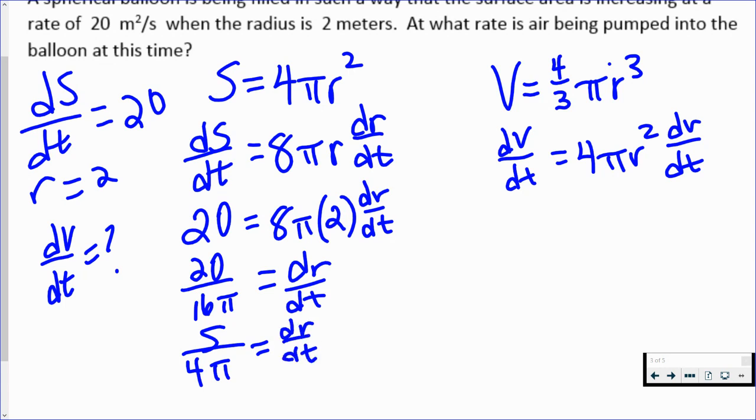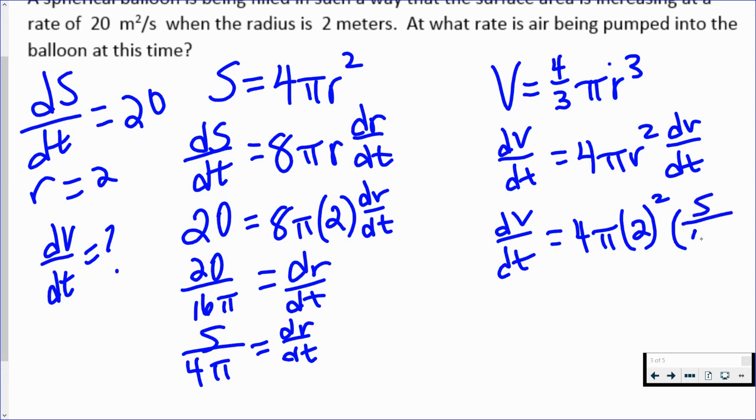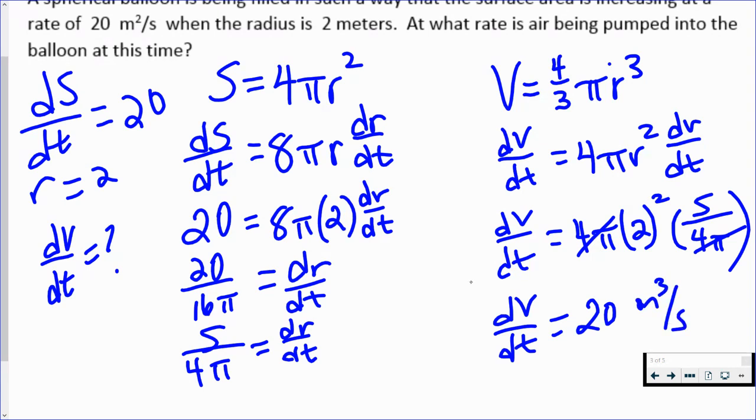So we can now plug that into our derivative of volume equation. We want to solve for dV/dt. 4 pi times r, which we know is 2 at this time, squared, times the dr/dt we just found, which is 5 over 4 pi. Now, notice we have a 4 pi on the top and 4 pi on the bottom. Those cancel out. So then we have 2 squared times 5. So that ends up being 20. And then our units for the rate of change of volume would be meters cubed per second.